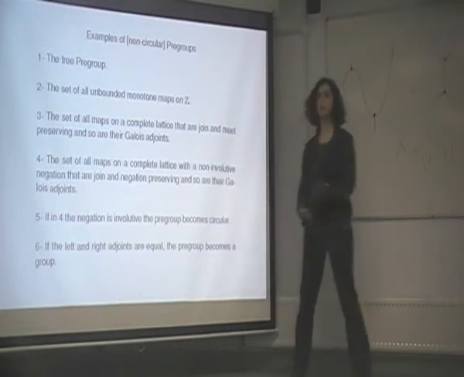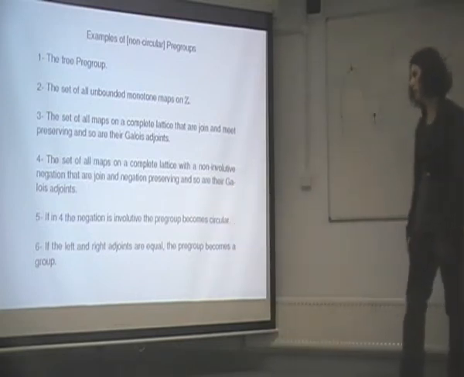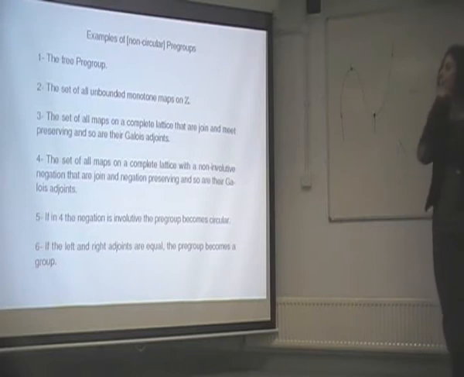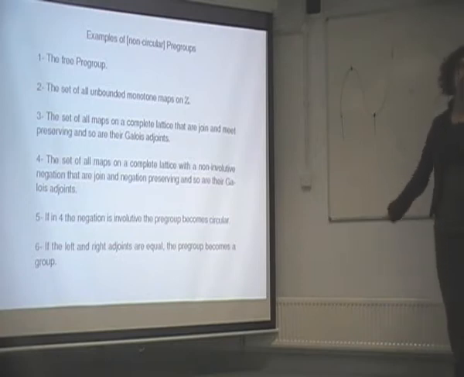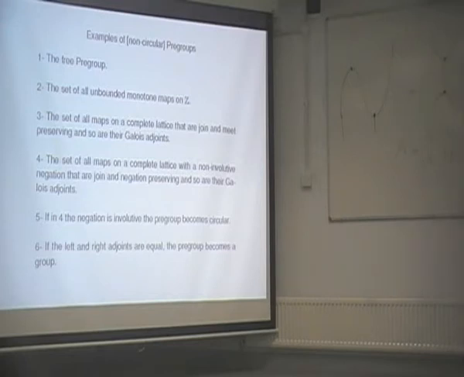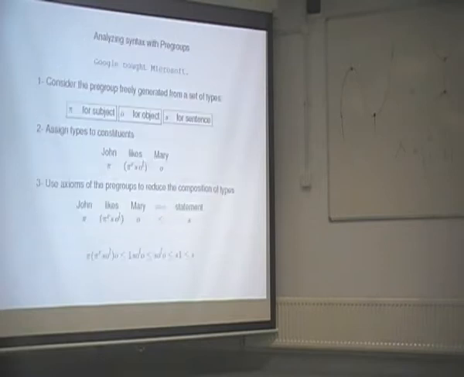Twice of the left adjoint will be equal to once. And also a very degenerate form of a pre-group is when the left and right adjoints are equal, then you get a group. So, some intuition. How does this apply to linguistics?